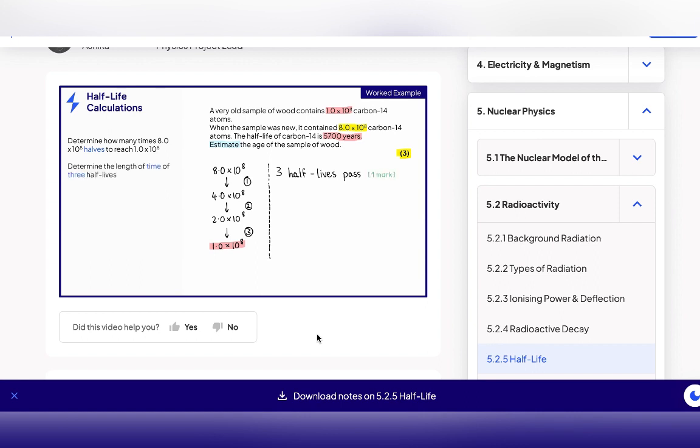Next, we need to calculate how long this has taken. This is a nice, simple calculation. If 3 half-lives have passed since the sample was new, its age must be 3 times the half-life of carbon-14. And the final mark is for writing the answer with the correct units. That's 17,100 years. With questions like these, a common error is to think that 8 half-lives have passed, because that's how many times the final number of nuclei fits in the initial number. But you need to remember that we are halving the number of nuclei each time. The clue is in the name, half-life.